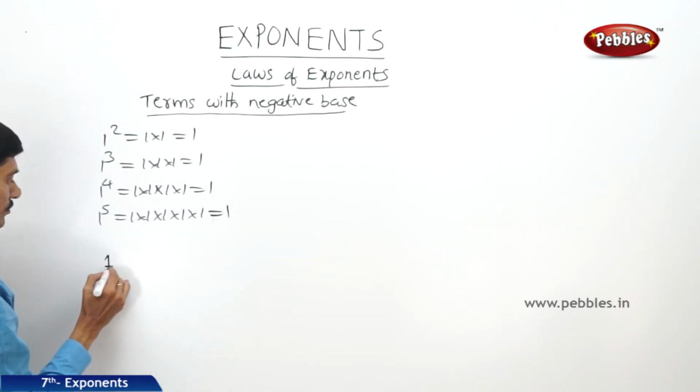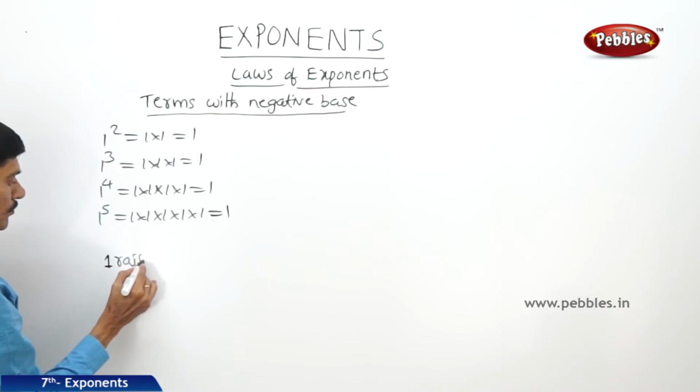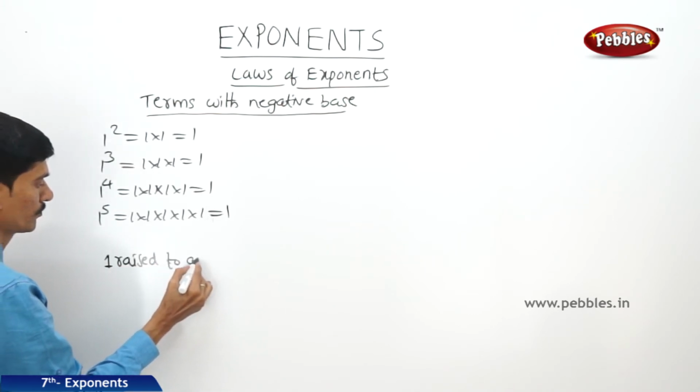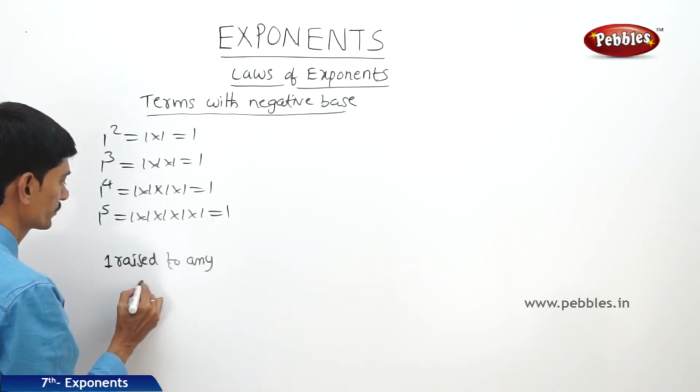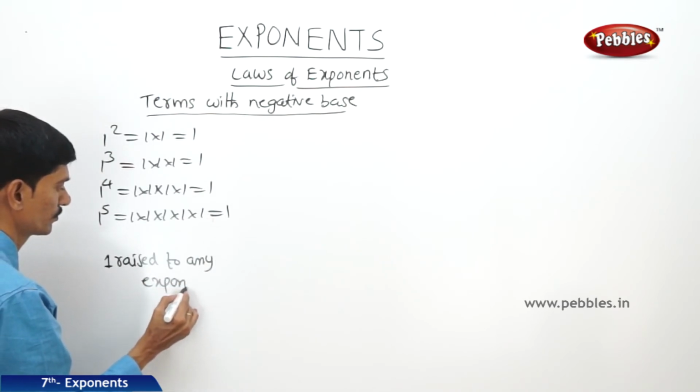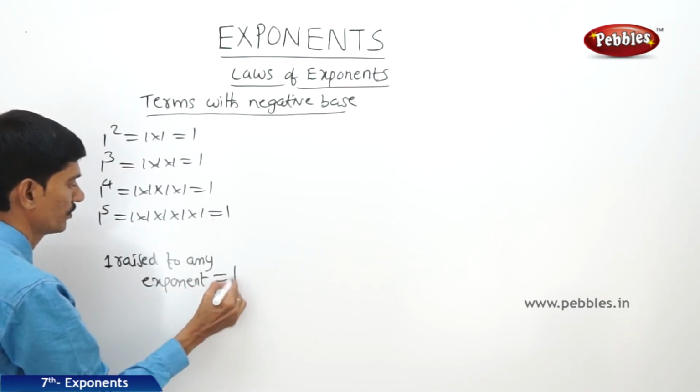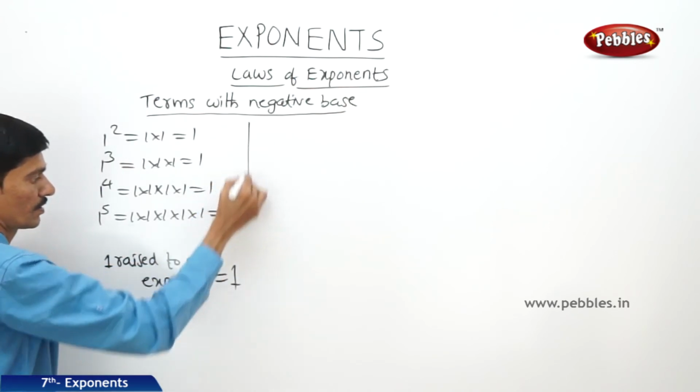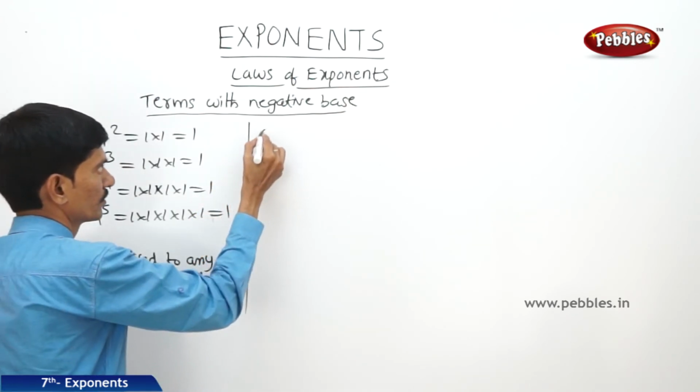So 1 raised to any power, 1 raised to any exponent, is always 1 itself. Now let us see the minus 1.